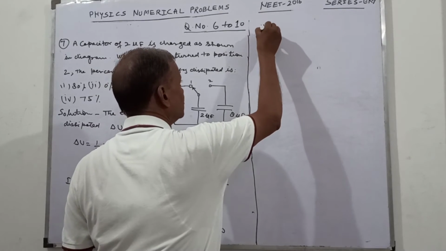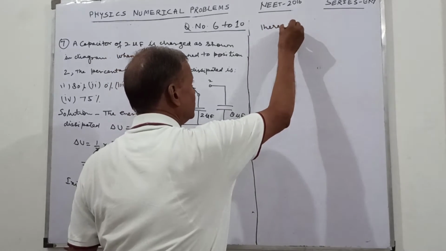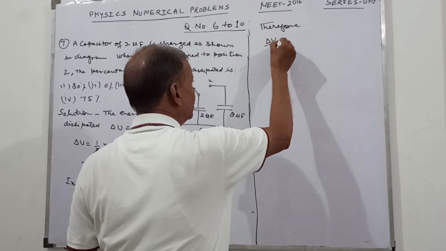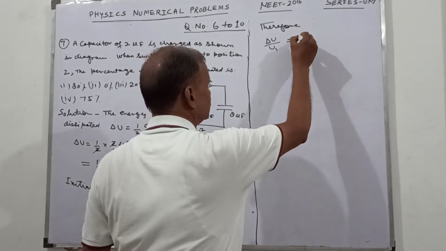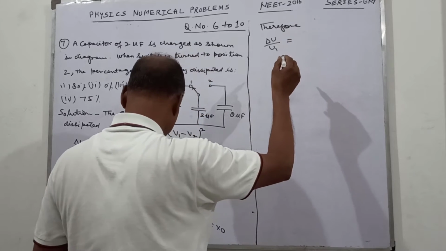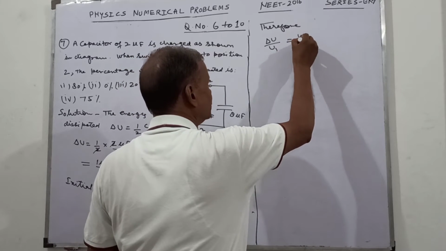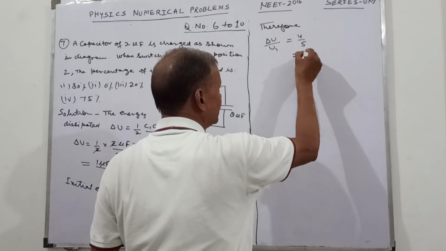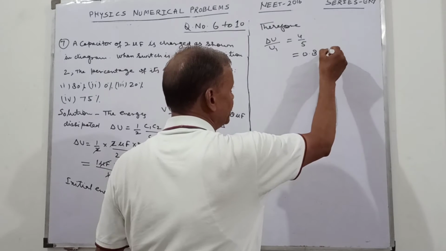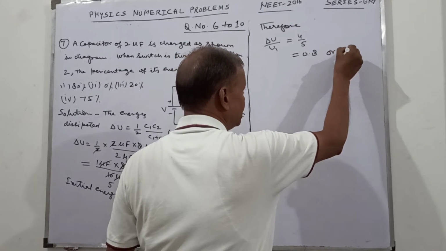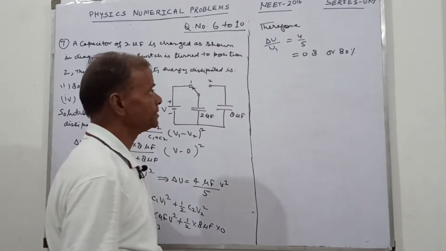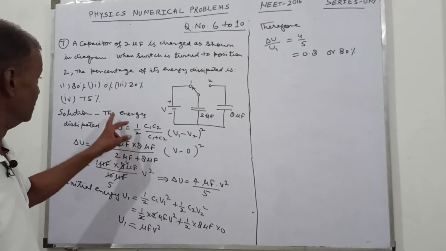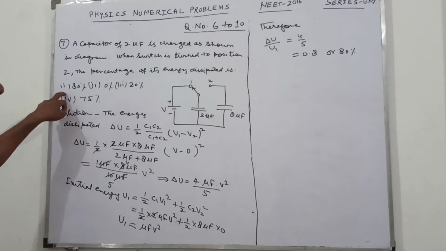Therefore, delta U upon U1 equal to 4 upon 5. Then you have to find the percentage. Just you multiply by 100. This is now 0.8 or 80%. It means that 80% of energy will be lost. So the right answer is the first one.